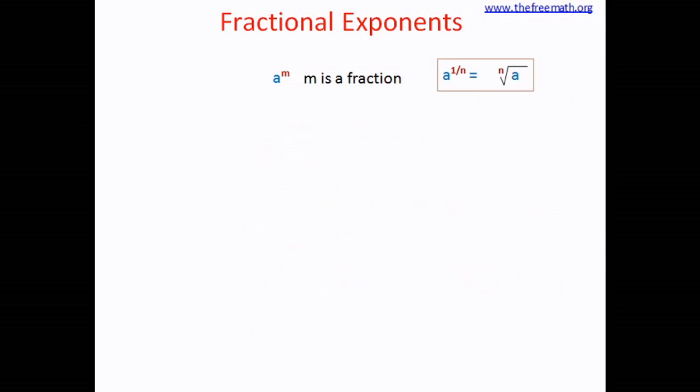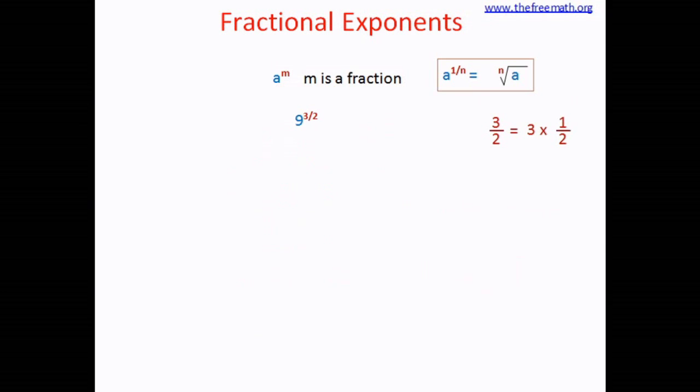So this is what we learned about the fractional exponent: a to the power of 1 over n equals the nth root of a. Now let's go one step further. Let's see what it means by 9 to the power of 3 over 2. So far, whatever fractional exponents we have seen, everywhere the numerator was 1. Now here the numerator is 3 and the denominator is 2.